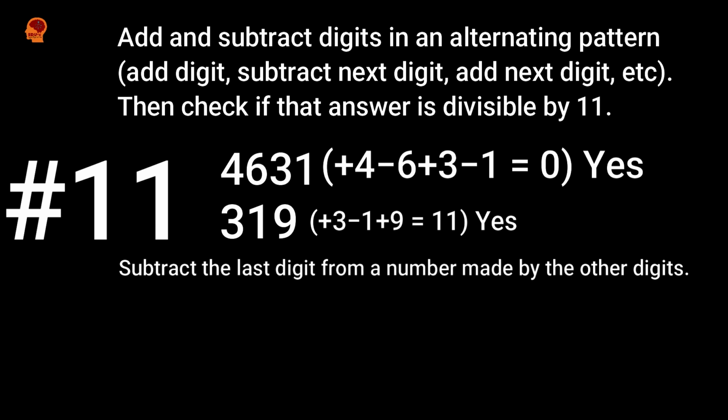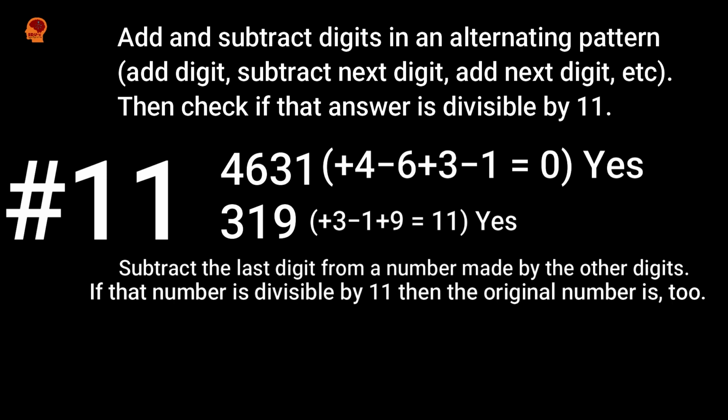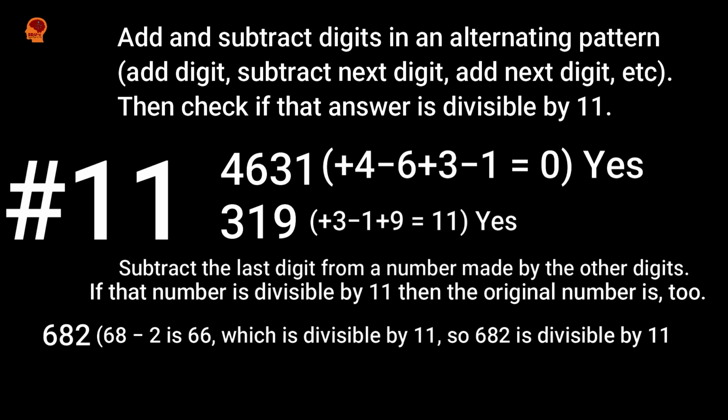Another way you can also do it is to subtract the last digit from the number made by the other digits. If that number is divisible by 11, then the original number is too. Okay, now for example, when you have 682, the first thing is to subtract 2 from 68, and then you have 66. 66 divided by 11 gives you what? 6.